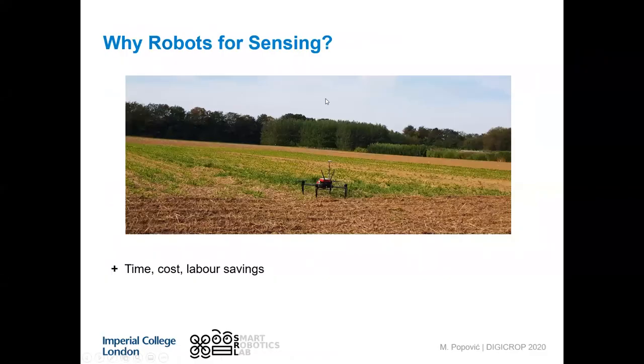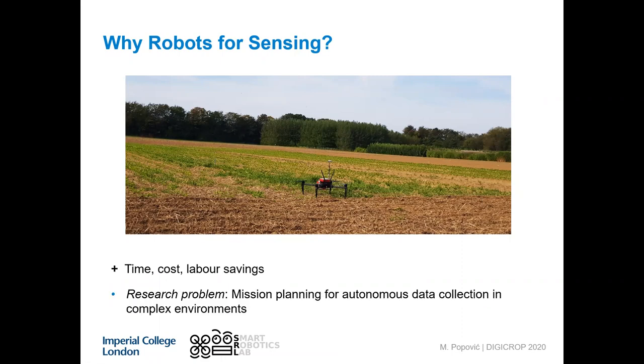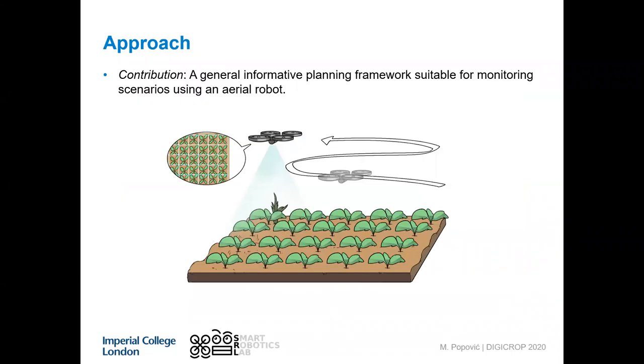Robotic applications in environmental sensing present many benefits in terms of saved time, cost, and labor. However, to exploit their full potential, a key challenge is planning missions for autonomous data collection in complex environments. To address this, we introduce a general informative planning framework for monitoring using an aerial robot. We consider a robot navigating in a 3D space equipped with a downward-facing camera above a flat terrain.